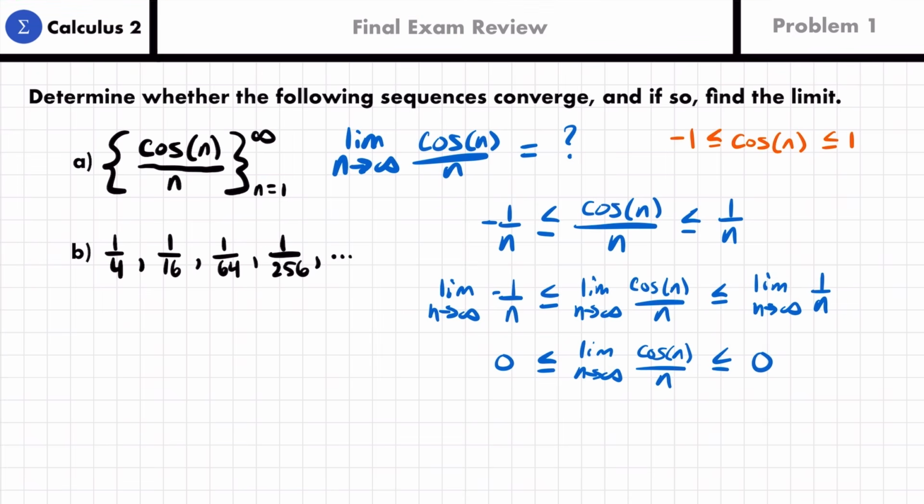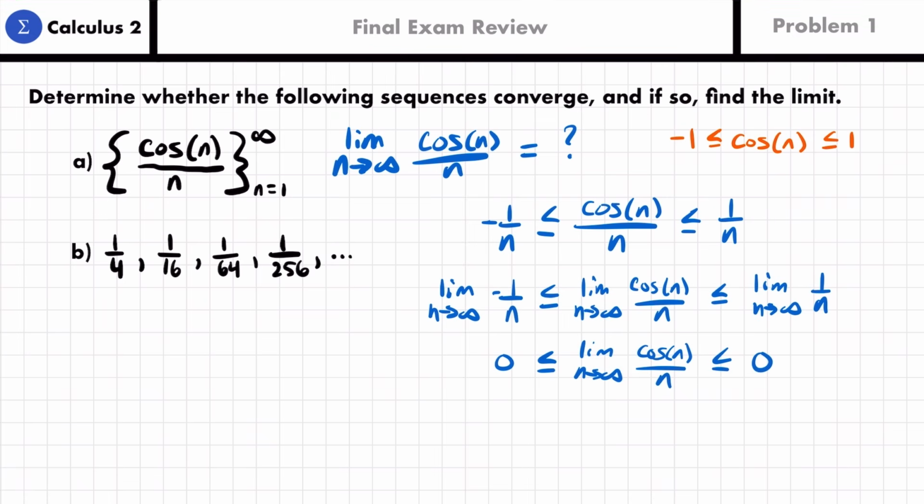And this is pretty neat because now what we have just shown is that the limit as n approaches infinity of cosine of n divided by n has to be between 0 and 0, which means the only possible value that it could be is 0, right? That is the idea of the squeeze theorem. We squeezed this function between two other functions that have the same limit, so that means that this function must also have the same limit.